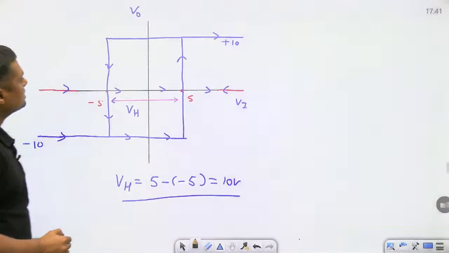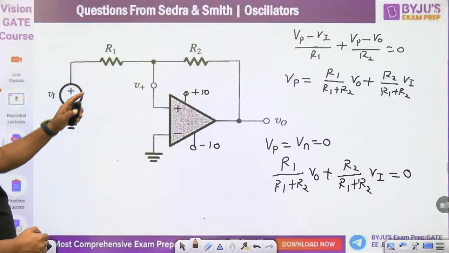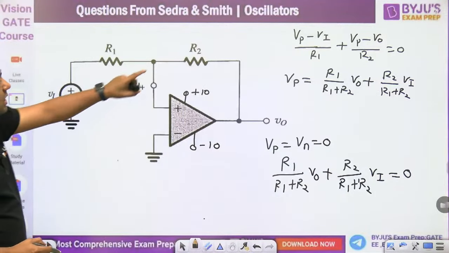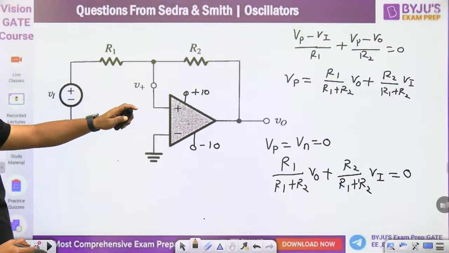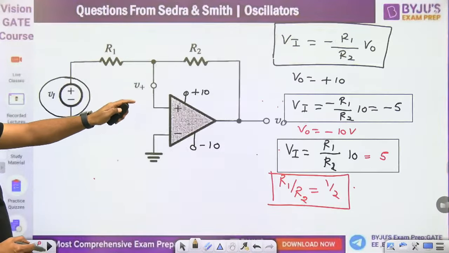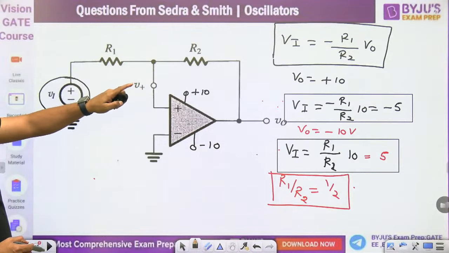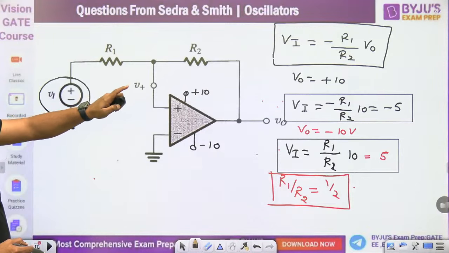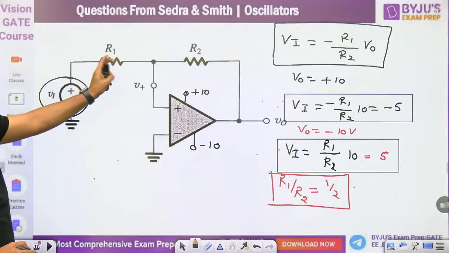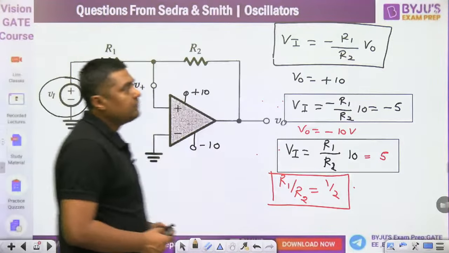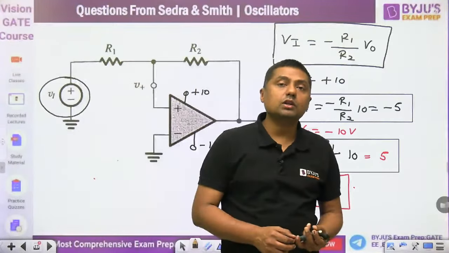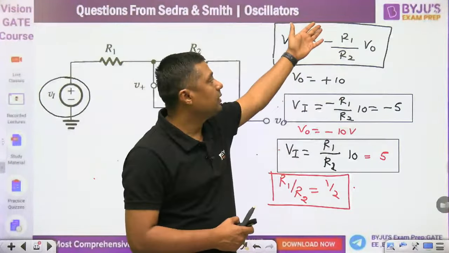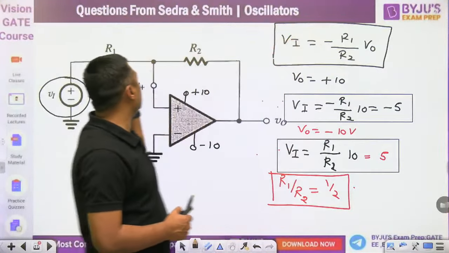Don't be confused with this. That is the diagram. We have already found the threshold voltage here, with R2 and R1. So what are the threshold voltages? Minus R1 by R2 into V0. But suppose I am changing the position of R1 and R2, then it will become R2 by R1. This is R1, that is R2.